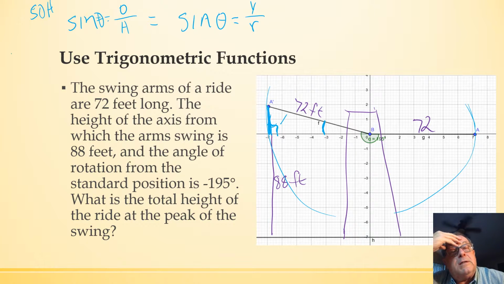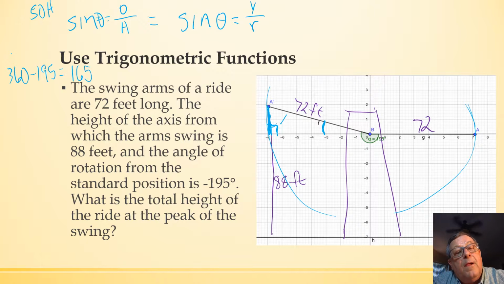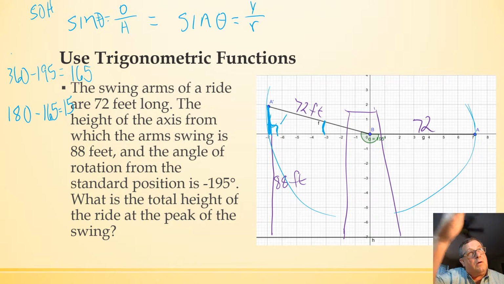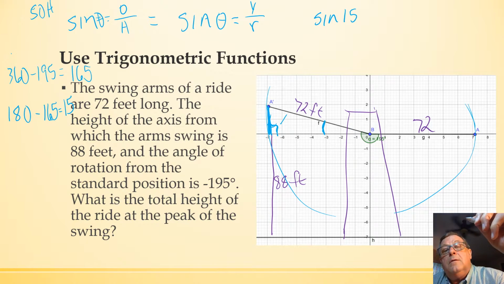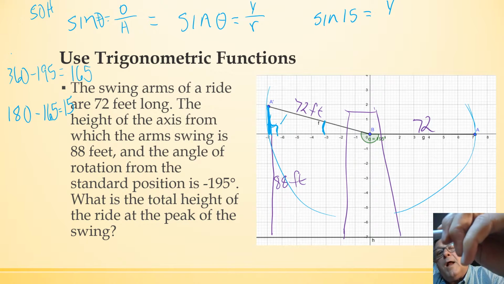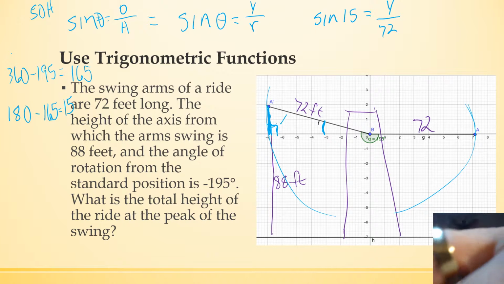Or I could take 180 less the positive coterminal angle. Well, the positive coterminal angle would be 360 minus 195, which is going to equal 165. And then to get the reference angle, 180 minus that positive coterminal, which is going to be 15. Or I can just think, hey, I passed the 180 mark, went 15 degrees above it, it's 15 degrees reference angle. All right, so I then can say that the sine of 15 degrees equals y, which is what I need to know, over the radius, which is 72, and then to solve for y, which is just going to give me this portion right here.